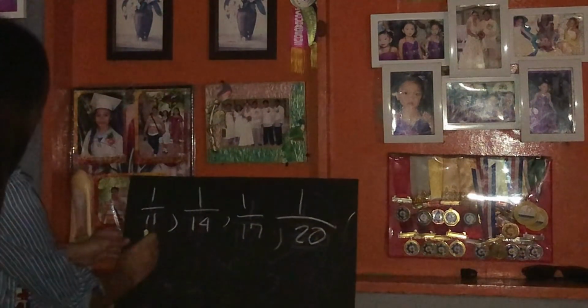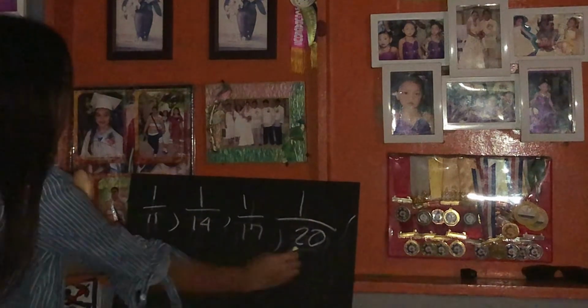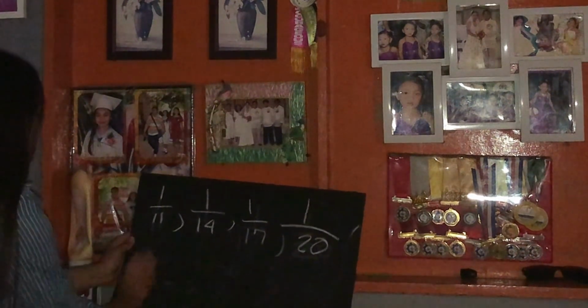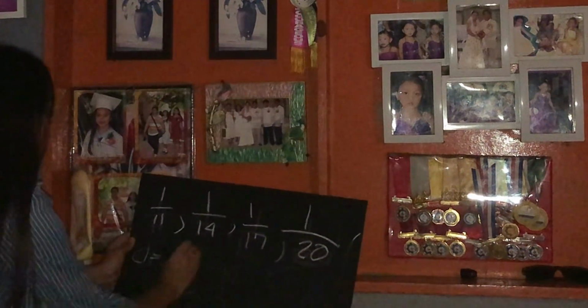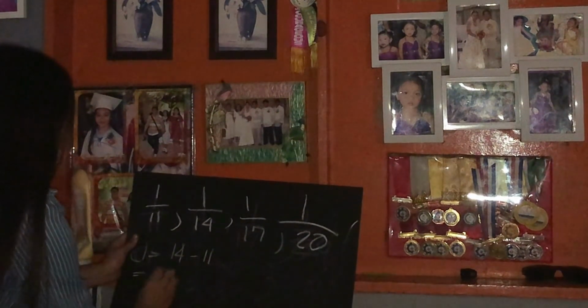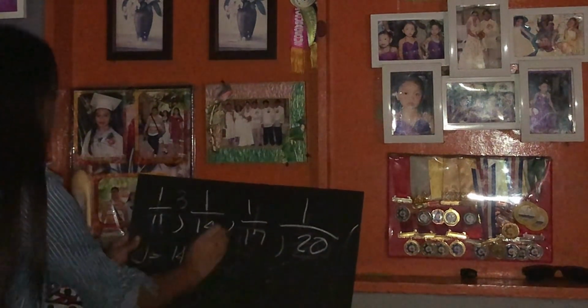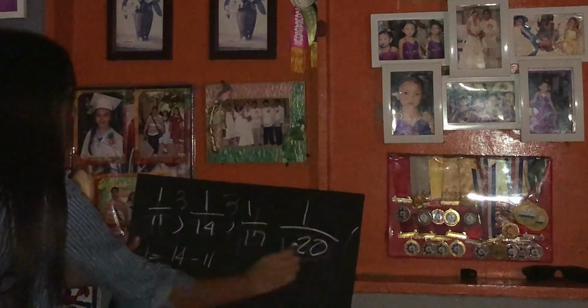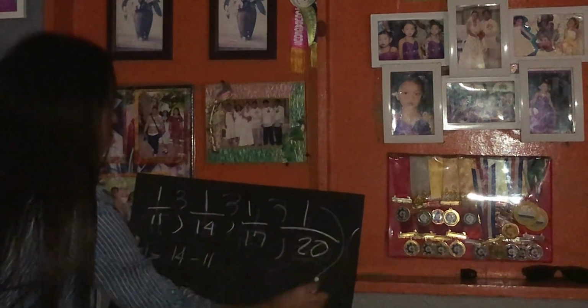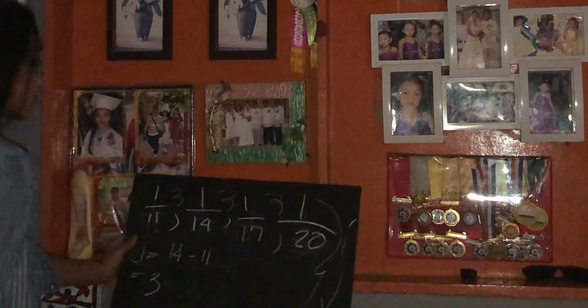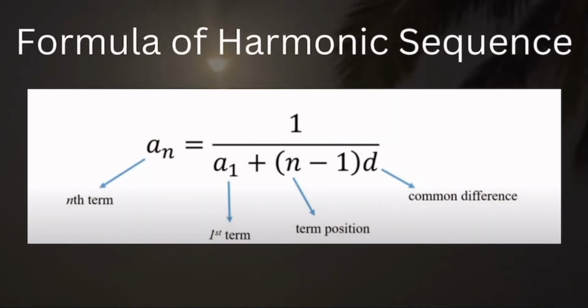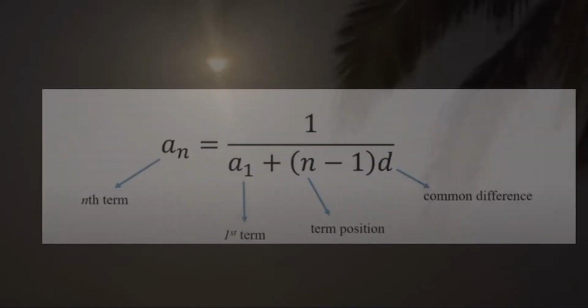So how could we know if the equation is harmonic or not? We have to get the reciprocal first. It is just 11, 14, 17, and 20 because the denominator is just 1. So we're gonna be finding the common difference. So a sub 2 minus a sub 1, 14 minus 11 is equal to 3. It does share a common difference, so therefore it is a harmonic sequence. This is the formula of the harmonic sequence.